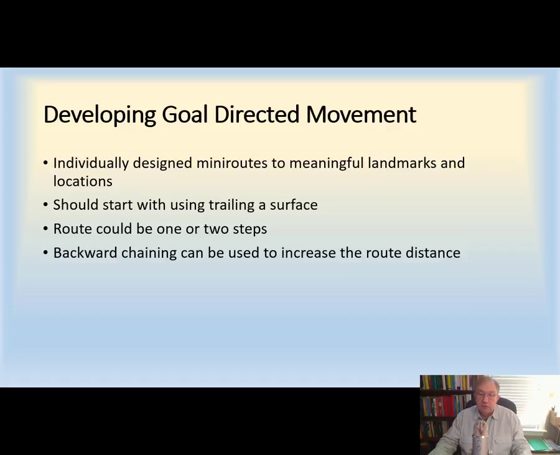one or two steps. Rather than taking the child right to the high chair at lunchtime, take the child close to the high chair, where it's one or two steps away, and have the child walk to that chair or move to that chair. Backward chaining can eventually be used, where you start very, very close and little by little you move the child a little farther back and a little farther back until it really increases their ability to walk.